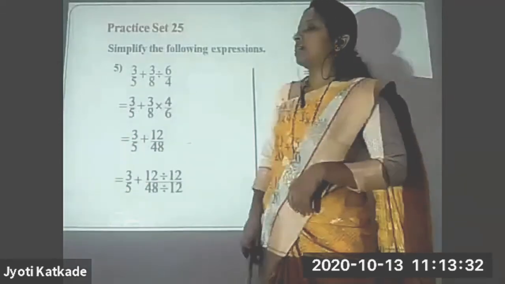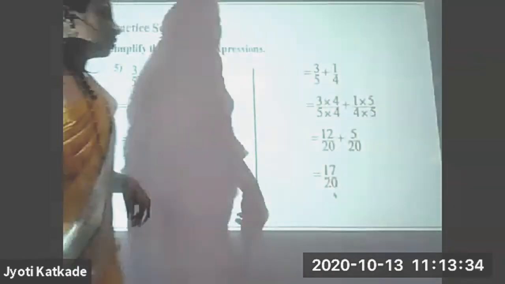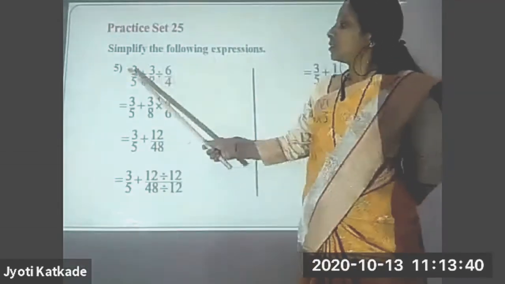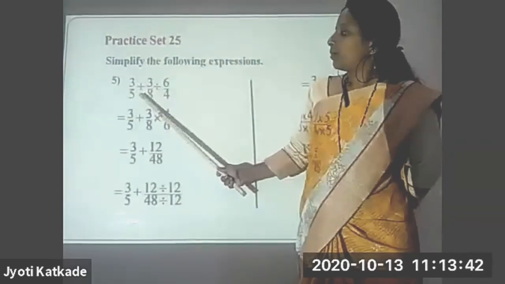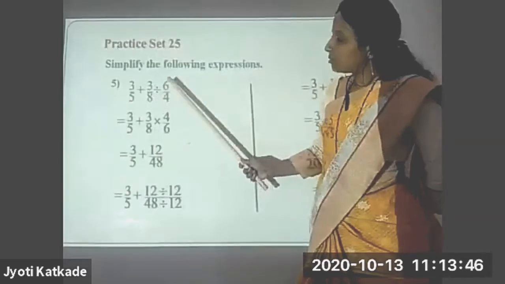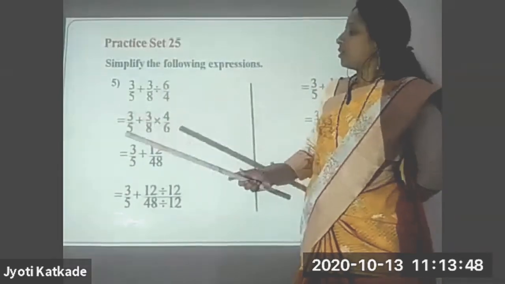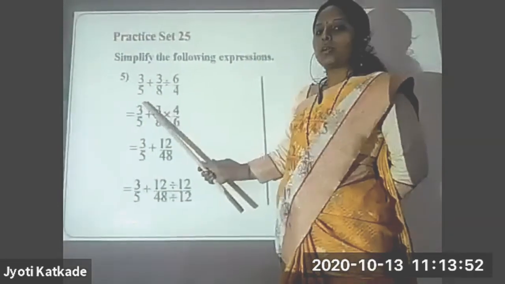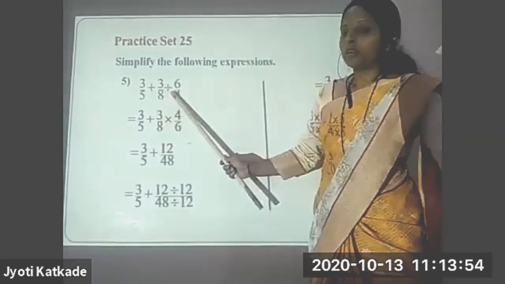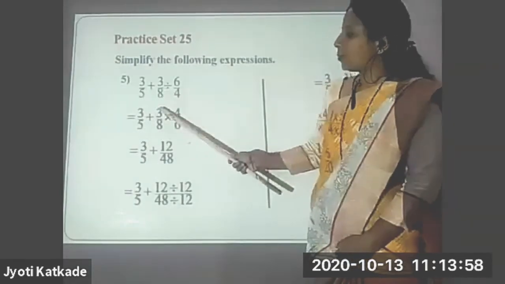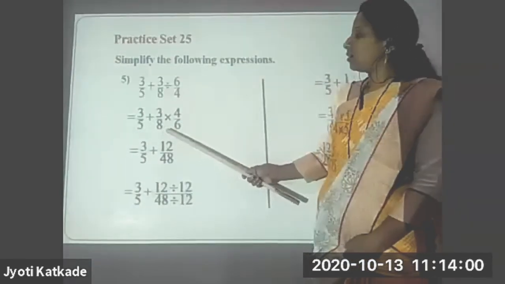Now see, this is the last example. Simplify the following expression: 3 divided by 5 plus 3 divided by 8 divided by 6 upon 4. Now, according to our rule, first we have to solve the division. Put the addition as it is: 3 divided by 5 plus 3 divided by 8.